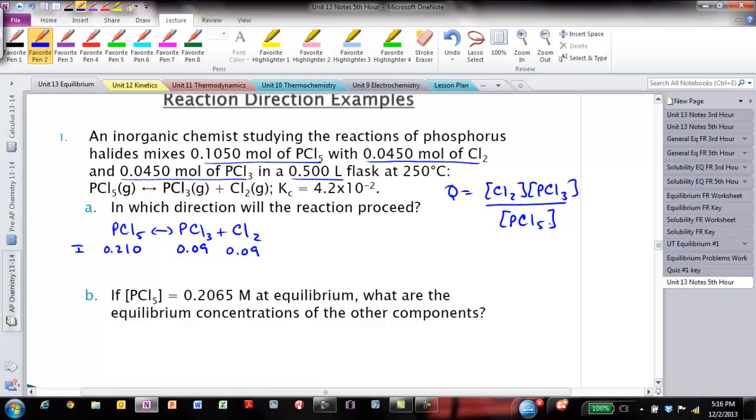And we're going to go ahead and plug in. We have all those concentrations. So Q is going to be 0.09 times 0.09 over 0.21. If we go ahead and calculate this, Q is equal to 0.039. Well, K is equal to 0.042. So if we compare Q and K, K is greater than Q, so the reaction is going to proceed right.